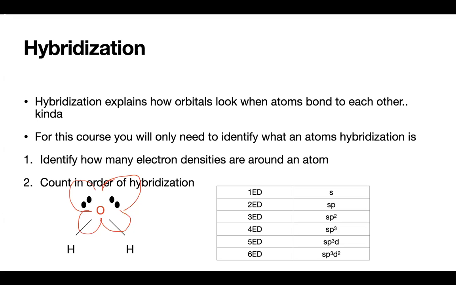Once we do that, we just count in order of hybridization. The first hybridization is S. It goes to SP, SP2, SP3, SP3D, and SP3D2, and it goes on. But in this case, because we have 4 electron densities, what is our hybridization? Is it SP3? SP3. That is right.